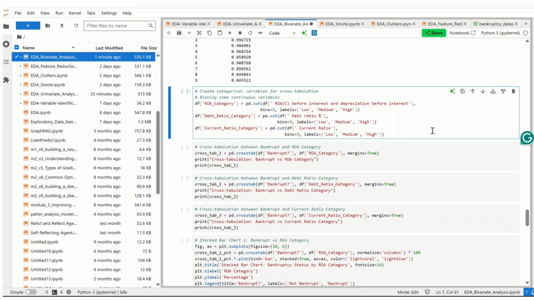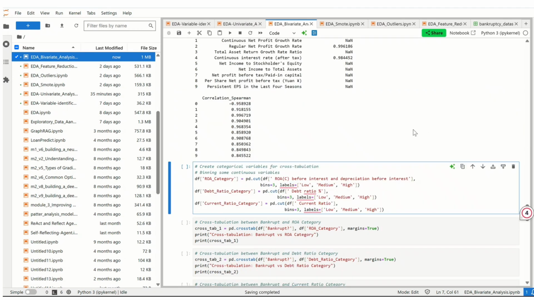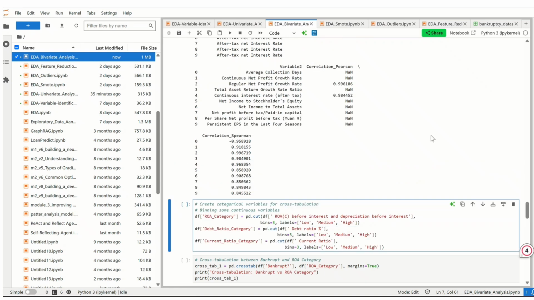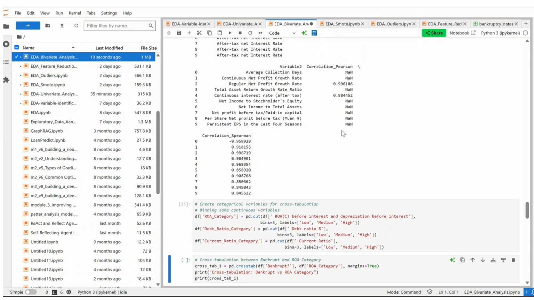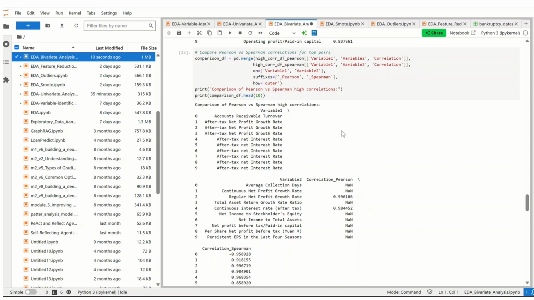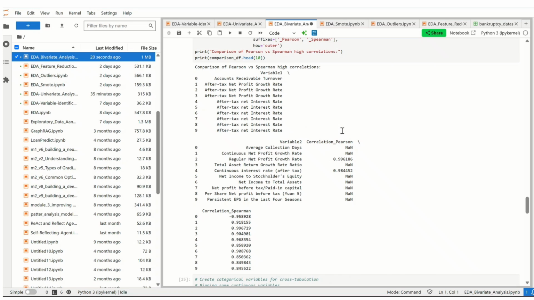Now for our analysis, let's create some categorical variables. If you see our data set, we don't have any categorical variables. So of course we'll create them now, and we are going to use them in the coming slides when we talk about cross tabulation. We'll use them at that time, but for now let's create some categorical variables for our cross tabulation purpose. I'll discuss cross tabulation more when we come back to it.